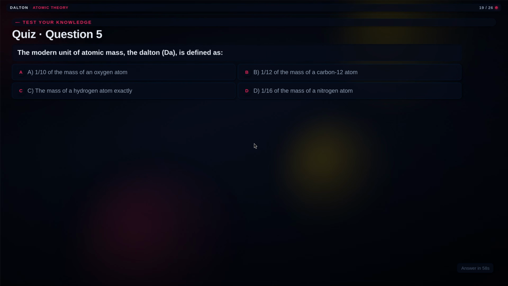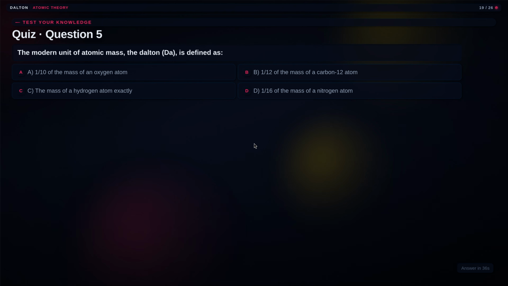Quiz question 5. The modern unit of atomic mass, the Dalton, is defined as A. 1/10 of the mass of an oxygen atom. B. 1/12 of the mass of a carbon-12 atom. C. The mass of a hydrogen atom exactly. D. 1/16 of the mass of a nitrogen atom. The correct answer is B.